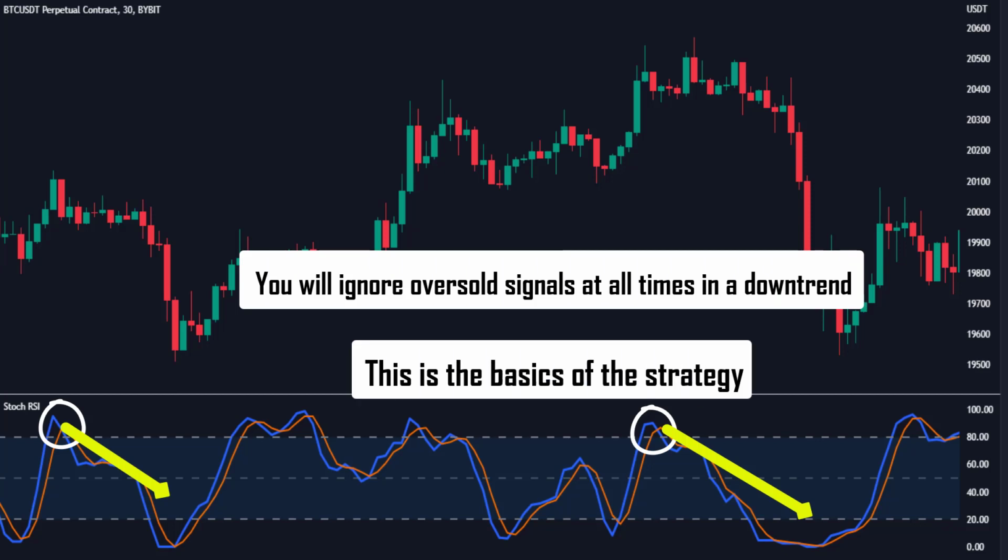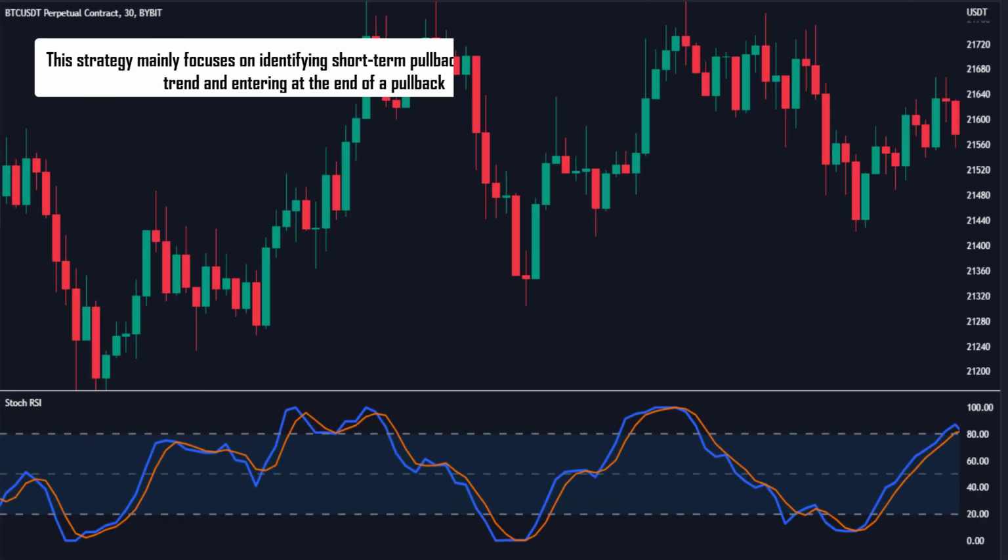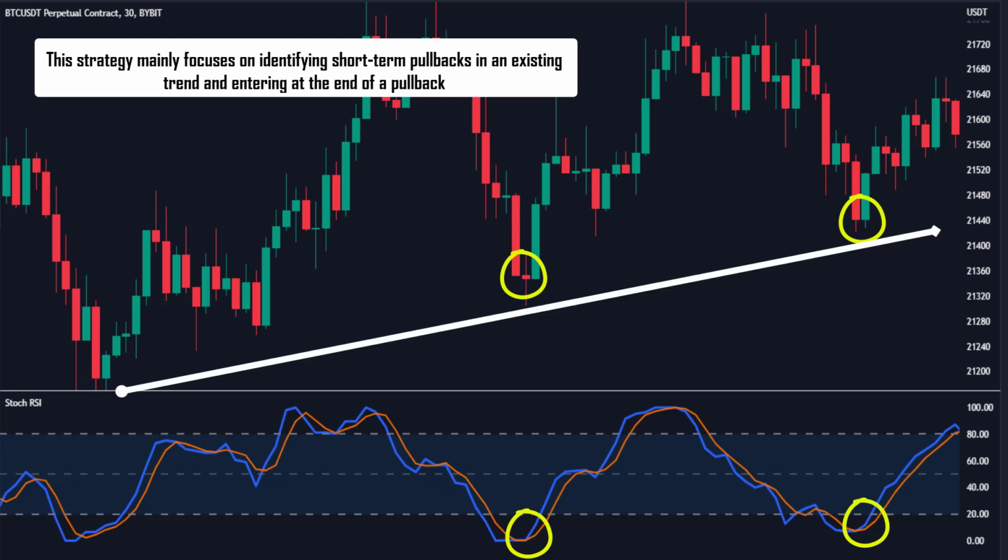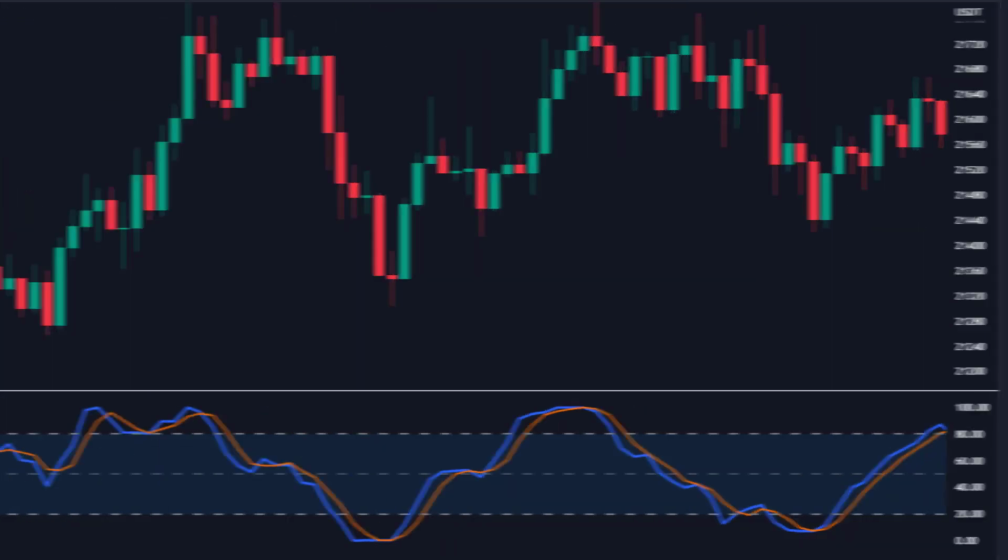Now let's move on to the exact entry and exit strategy. This strategy mainly focuses on identifying short-term pullbacks in an existing trend and entering at the end of a pullback. We first need to identify the existing trend, and to identify the trend, we will use two moving averages.